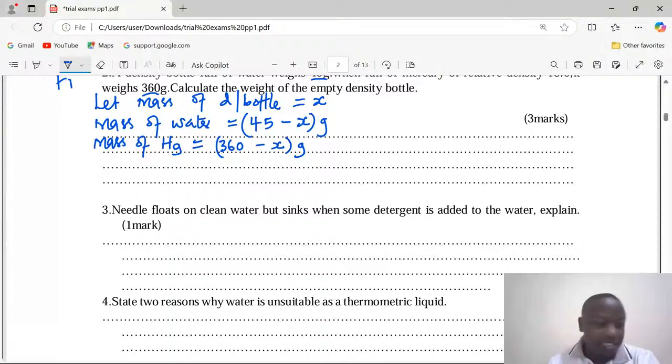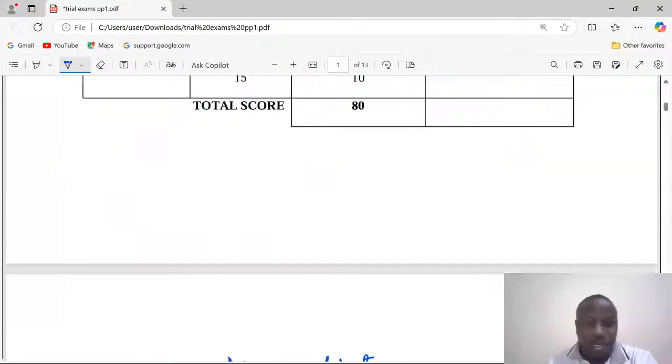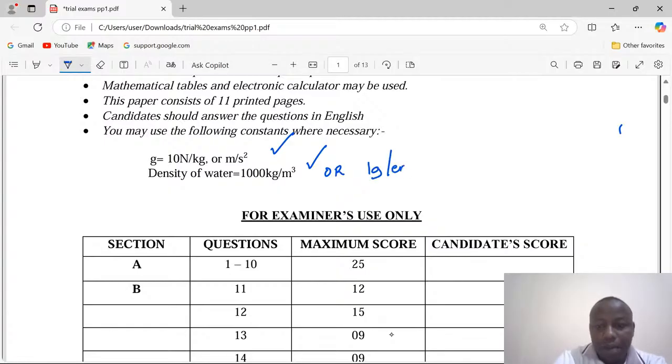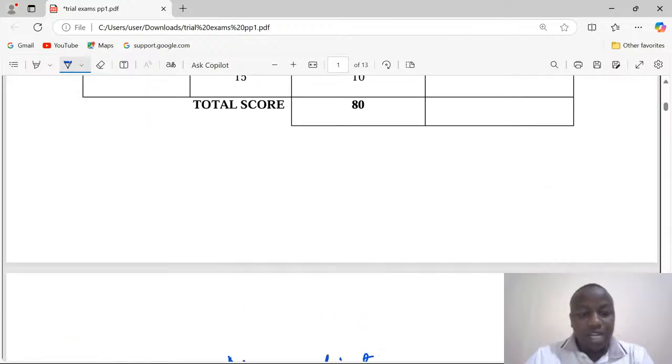There is something very sensitive that I would like to outline. In the cover page of this paper, we are told you may use the following constants where necessary. The value of g is 10 and the density of water is 1,000. 1,000 can also be expressed as 1 gram per cubic centimeter. So that one has to be understood also. Sometimes the instructions, though on rare occasions, might be given on the cover page. Now it is upon you to apply them where necessary. Where necessary includes number 2.